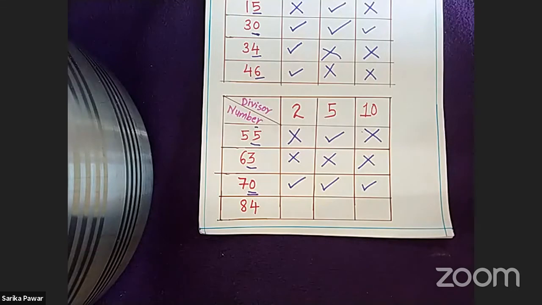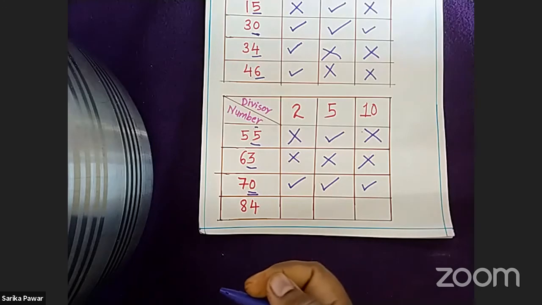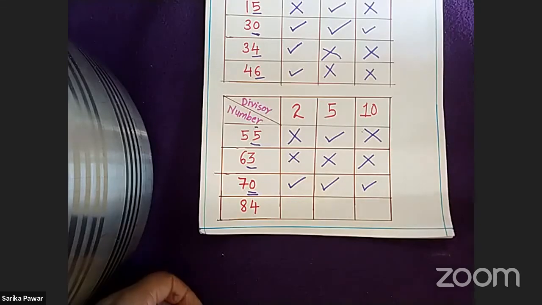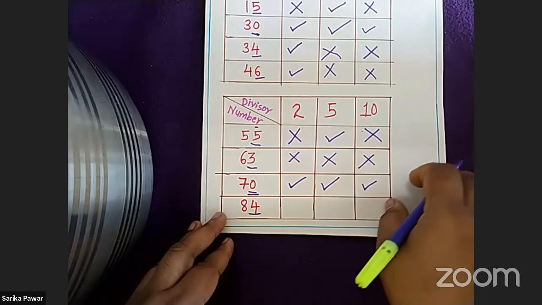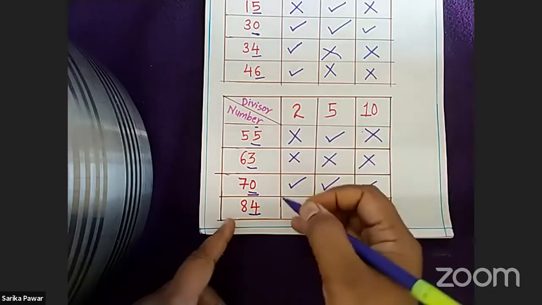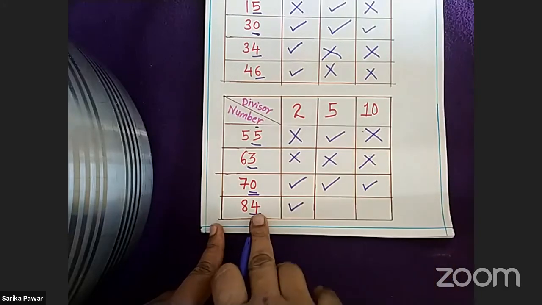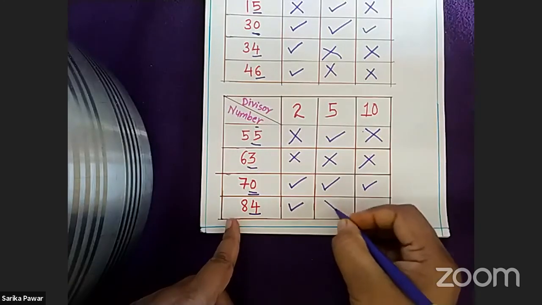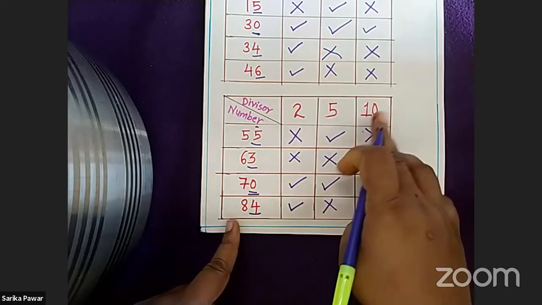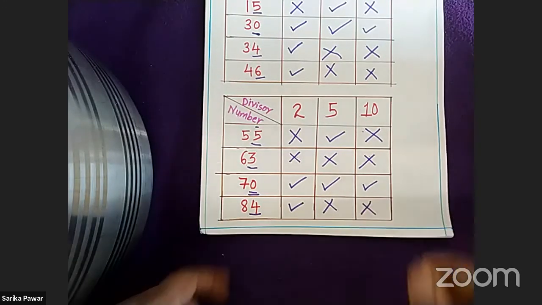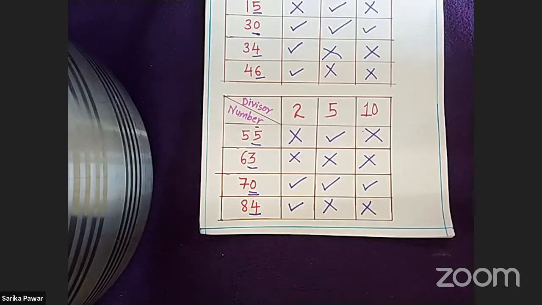84, which is the unit place? Tell me now, which is the unit place? Asha Gujaran, very good. Number 4 is the unit place. Is 84 completely divisible by 2? Yes or no? Yes. 4 is the unit place. Is 84 completely divisible by 5? No. 84 is not completely divisible by 10. No. Here also I will put no. Very good. In that way we finish this exercise.